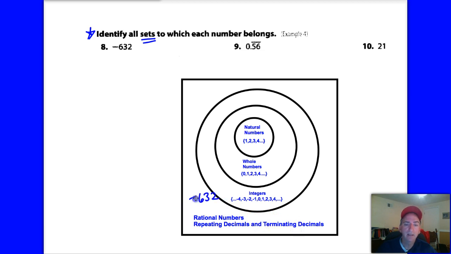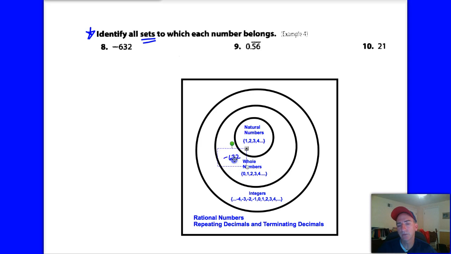So let's see. I'm going to make it a little bit smaller. Hopefully you can still see that. Let's see if we can slide that up into this group right here. -632. Would that be in the set of integers? Take a look. If I kept going -1, -2, -3, -4 forever, would I eventually hit -632? Yes, we would. Okay, so it's in this group.